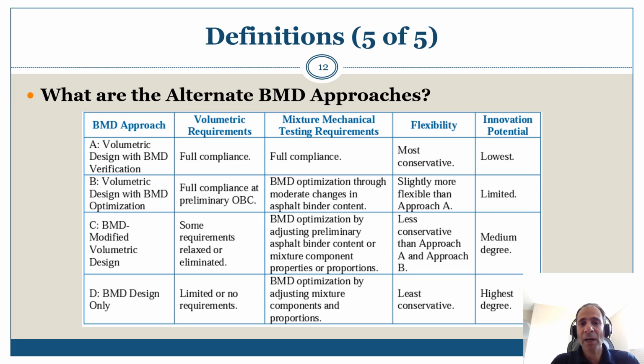These approaches are being implemented and explored by a number of state DOTs to address concerns about pavement performance with the traditional volumetric mix design methods. Most of the state agencies are starting with approach A until they gain enough confidence in the mechanical test so they can start moving into approach B, C, and hopefully at one point into approach D.